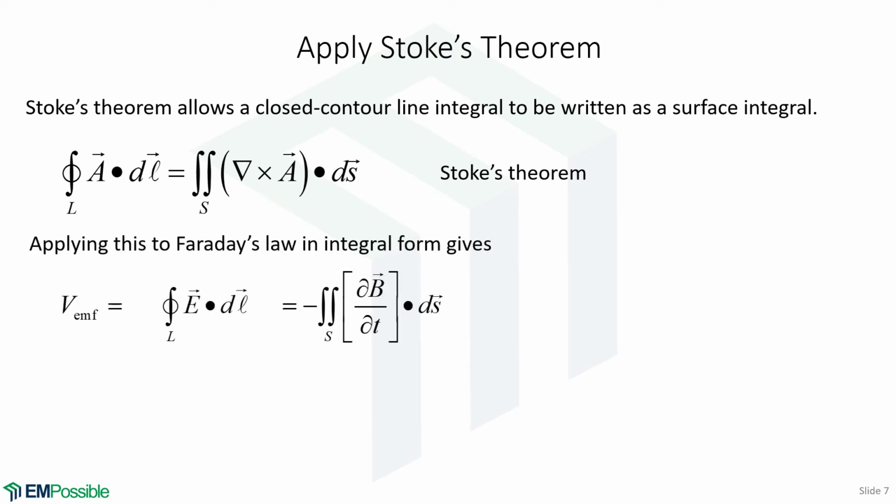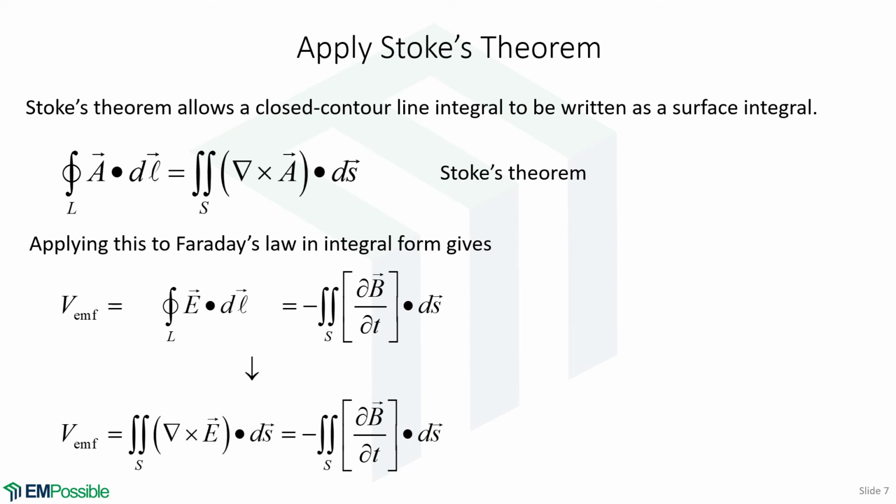So let's write Faraday's law that we just derived, which was a closed contour line integral equaling some kind of surface integral. Here is our closed contour line integral, and we can use Stokes' theorem to write that as a surface integral of the curl. So we simply replace this closed contour line integral with this surface integral of the curl. And we set that equal to our other surface integral of the time rate of change of the flux dot ds.